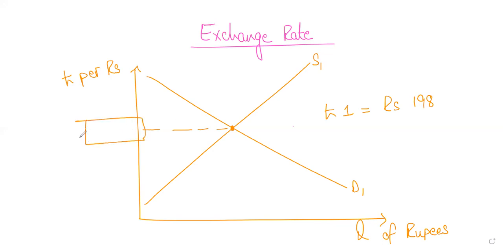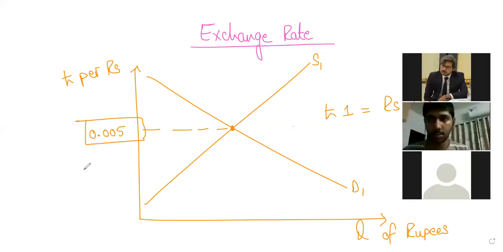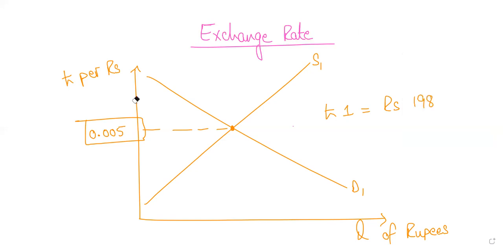Can anyone quickly do the calculation? If 1 pound buys you 198 rupees, this means that with 1 rupee, you will be able to buy 1 divided by 198. So with 1 rupee, you will only be able to buy 0.005 pounds. Is this making sense?